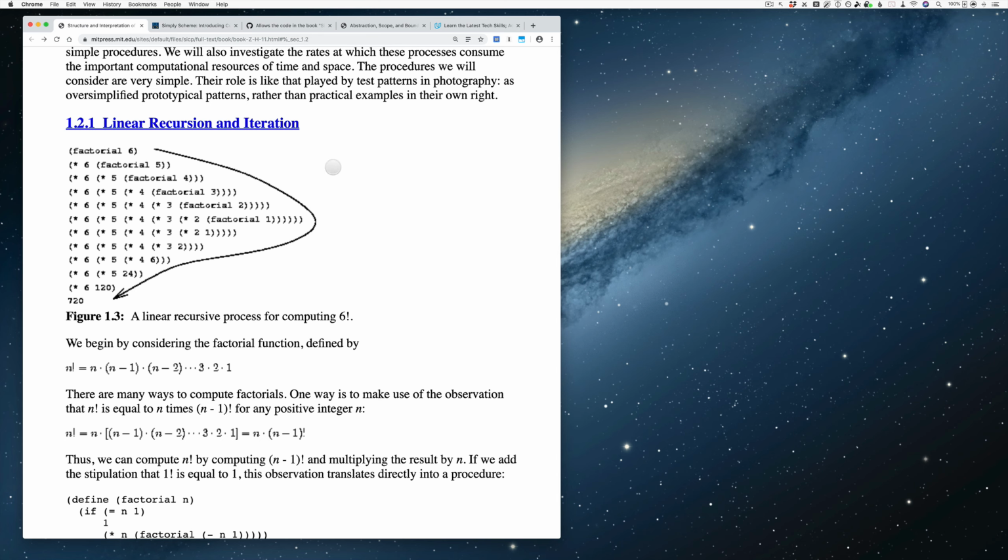Right, so you can see here the chain gets pretty long, and then you've got all these operations that you still need to perform, and then also you're calling factorial on one. This is the peak of the wave, right?